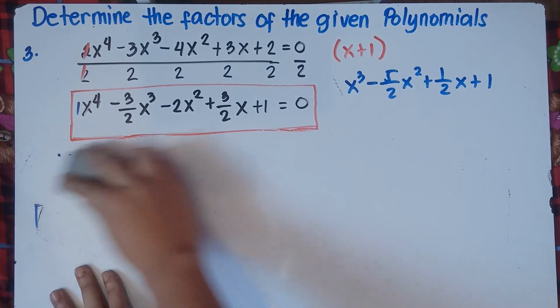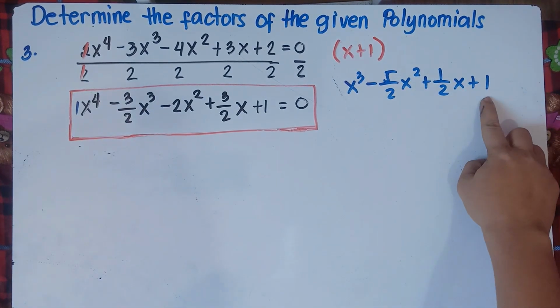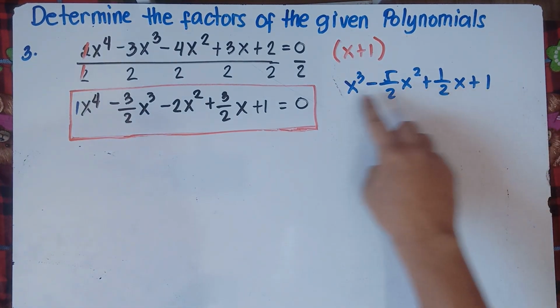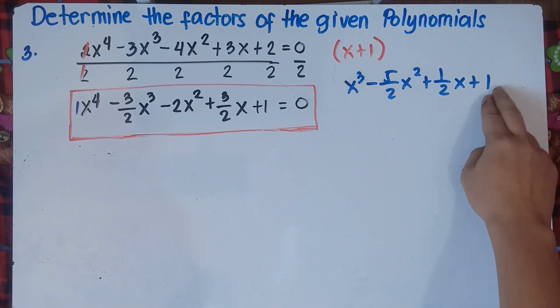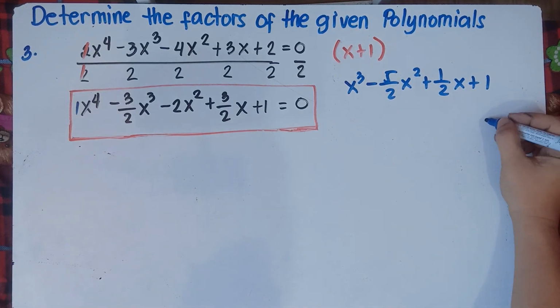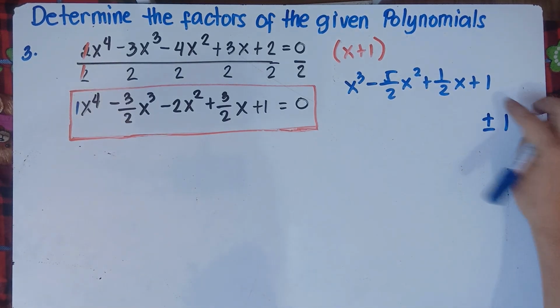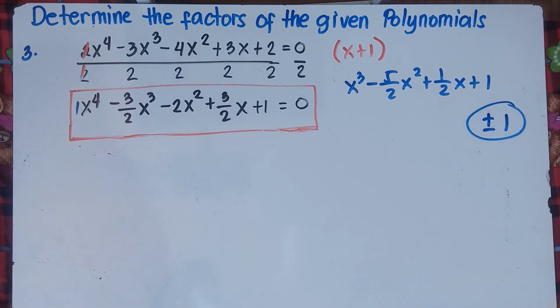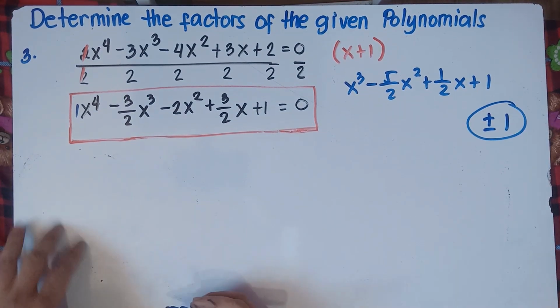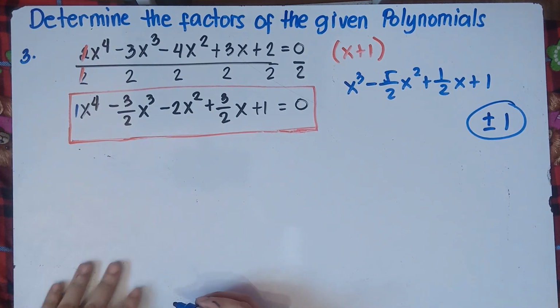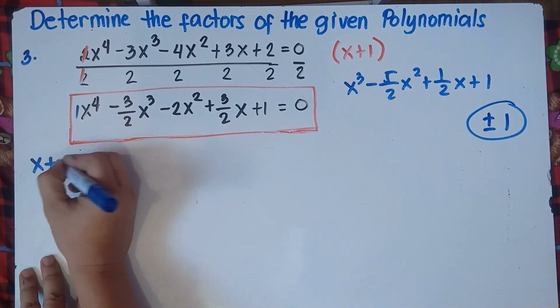Once again, our last number is 1, so you find factors of 1. Since the leading coefficient is 1, we can just look at the constant. And what will be the factors of 1, class? Of course, that's positive and negative 1. Let's use positive 1. So let's have x plus 1 again.